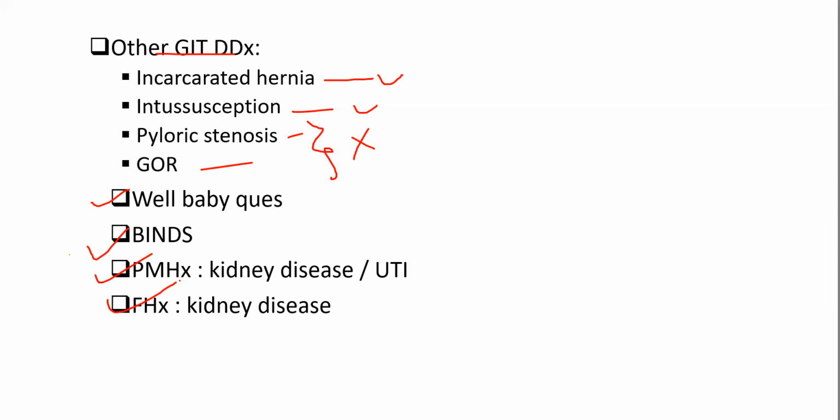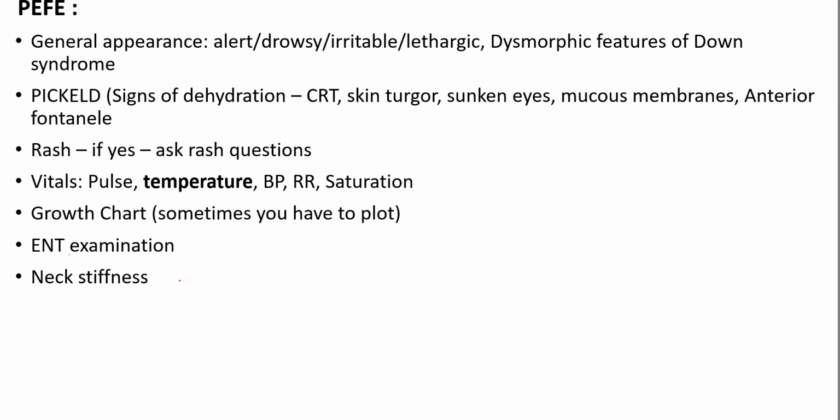So that will be all the questionnaires in this case. Physical examination. So this child has got fever and vomiting. So in your physical examination, you will also be covering all the infection examination. For physical exam, first you will start with the general appearance, and you will be looking for whether the child looks active, alert, or drowsy, and any dysmorphic feature of Down syndrome.